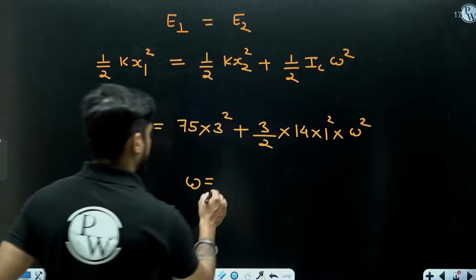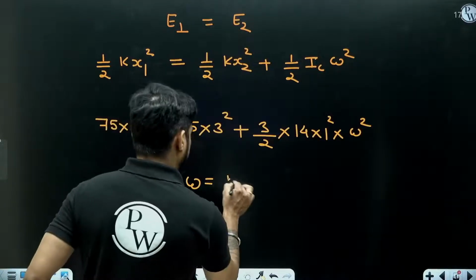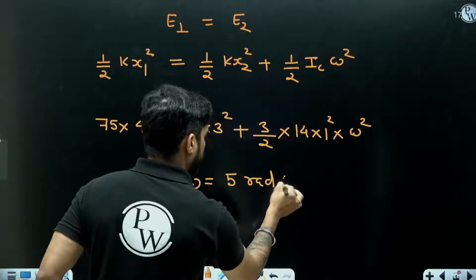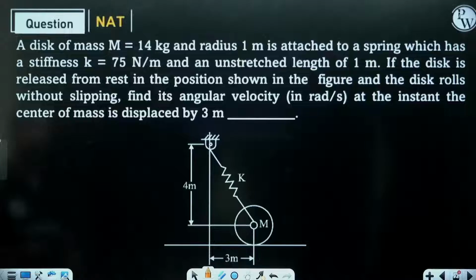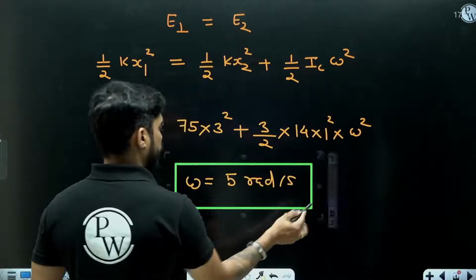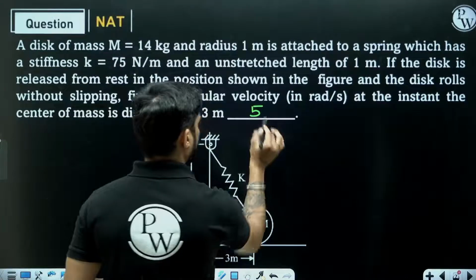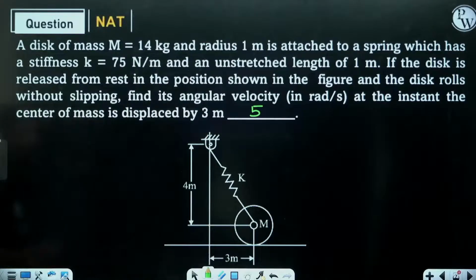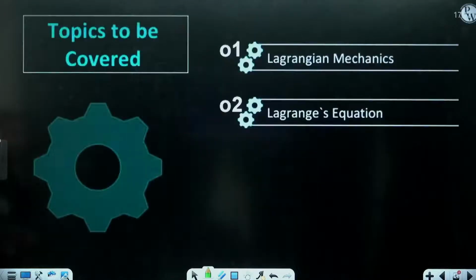So it is 5 radian per second. But are they asking us the angular velocity? Yes, they are asking us the angular velocity. So it is 5 radian per second. I hope it is clear to you. So this was the last class assignment question.